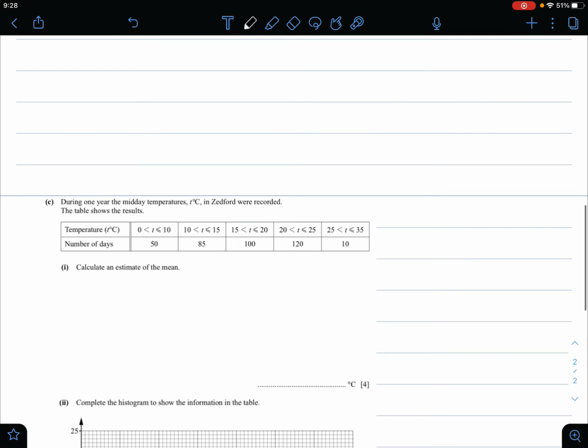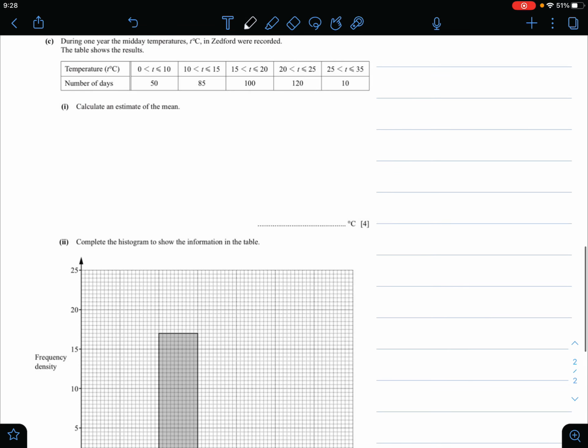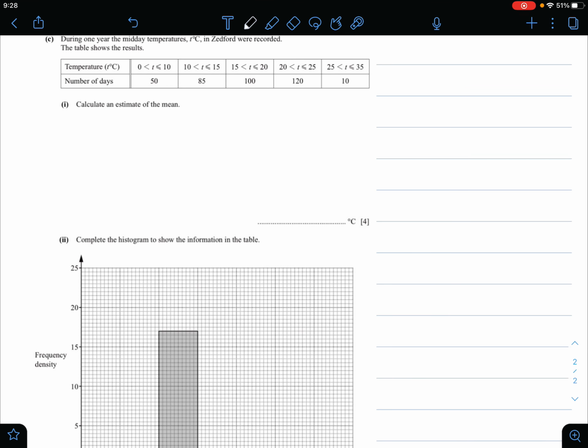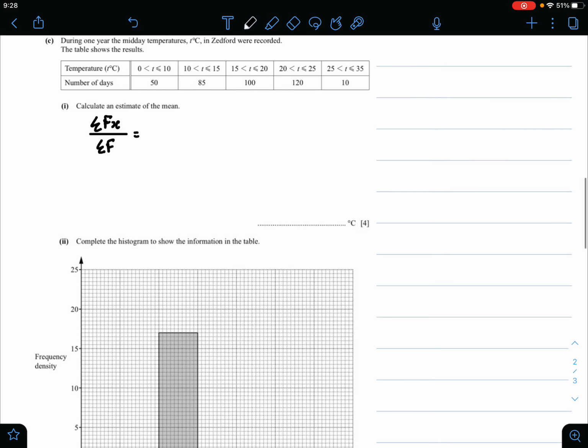Now let's move to part C. So for part C1, they are asking us to calculate an estimate mean. So when frequency is involved in the estimate mean, you have to use the formula of summation fx divided by summation f. So your x value would be the midpoint of the range. So how you calculate that is the two ends of the range, which is 0 and 10 for the first case. So you add 0 and 10. So 10 plus 0 is 10 and divided by 2. So 10 divided by 2 is 5. Therefore 5 would be your x value.